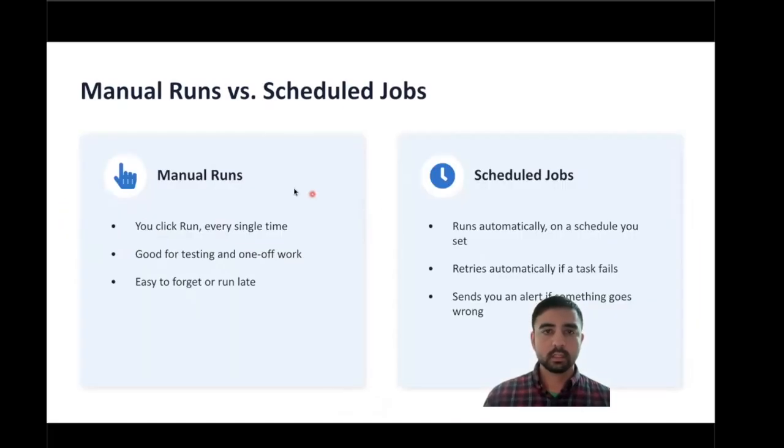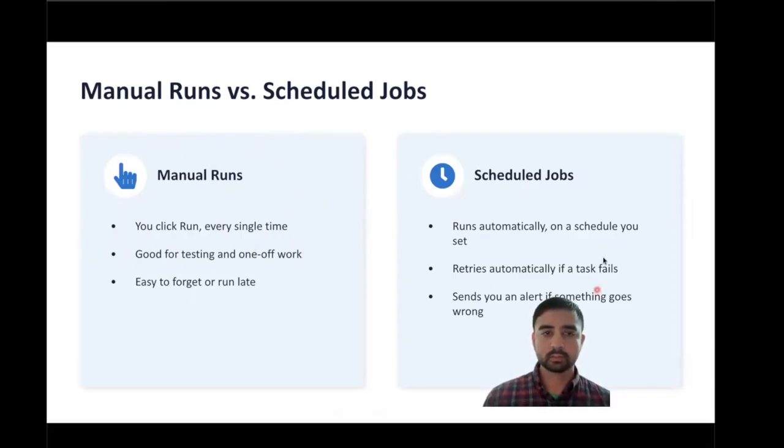And there are two ways to run this: manual runs and scheduled jobs. With manual runs, you click run every single time. This is good while still building and testing, and for one-off workflows where automation would be overkill, but it's easy to forget or run late since it depends entirely on the person remembering.